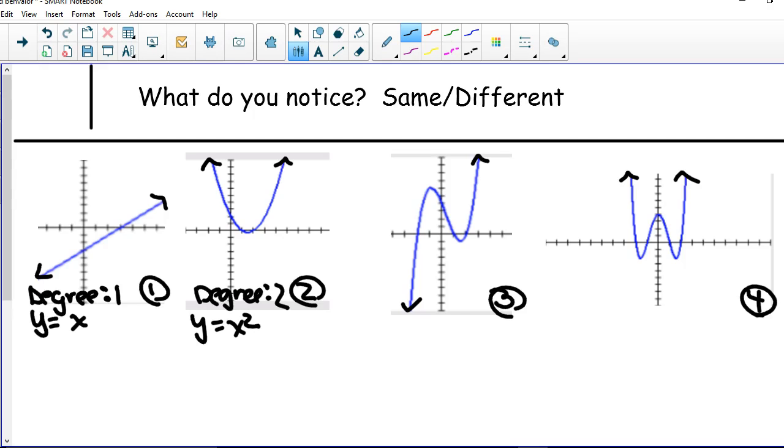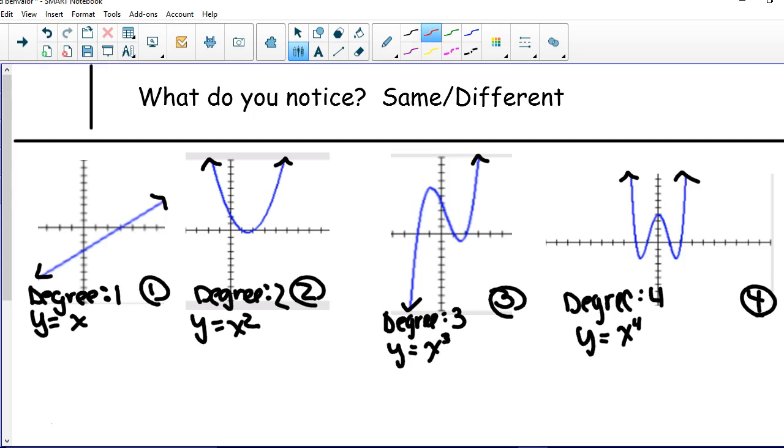Graph number 3. It's a cubic function, very good. The degree is equal to 3. It's a y equals x cubed. Does anyone know this one? Close. It's a 4. The degree here is a 4. It's a y equals x to the 4. Since we're a small group, let's type together. What do you guys notice, first of all, about the degree?